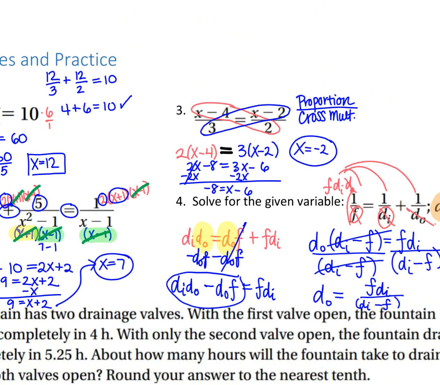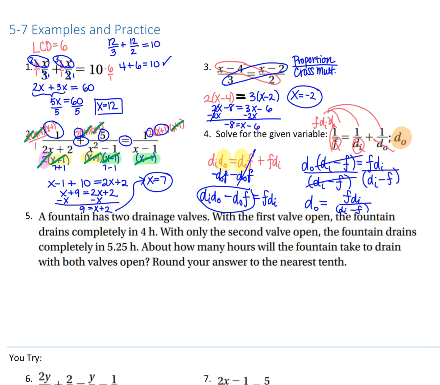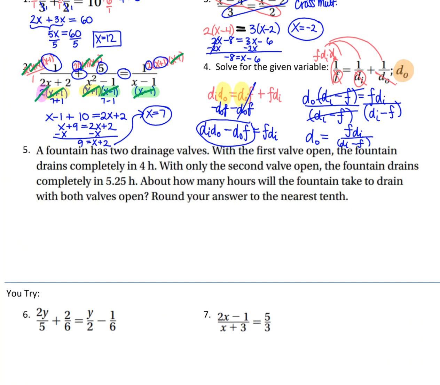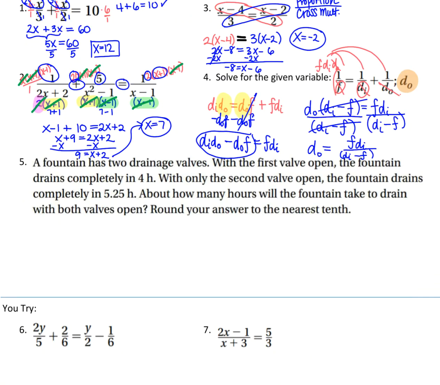Okay, so now let's look at a word problem. Okay, this is called a work problem. It says a fountain has two drainage valves. With the first valve open, the fountain drains completely in 4 hours. Okay, with the second valve open, the fountain drains completely in 5¼ hours. How many hours will the fountain take to drain with both valves open? Round your answer to the nearest.